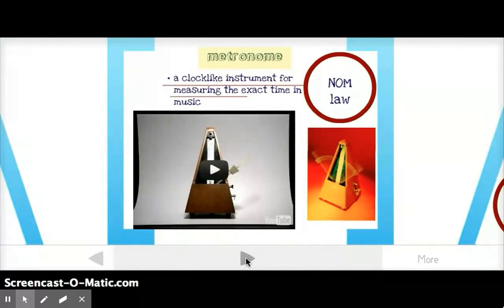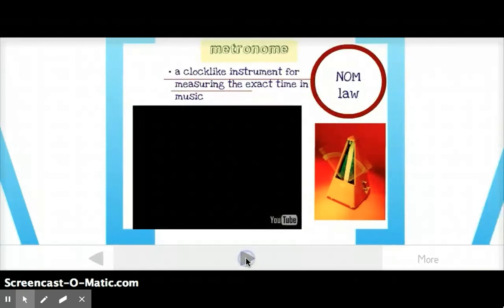The next word is metronome. So again, meter means measure, and nome means law. The reason a metronome has that root for law, nome, is because it has to do with the law of music. So a metronome is a clock-like instrument for measuring the exact time, or the law of music. You've probably seen them before if you're in a choir or band or orchestra, anything like that, and you're probably familiar with this sound.